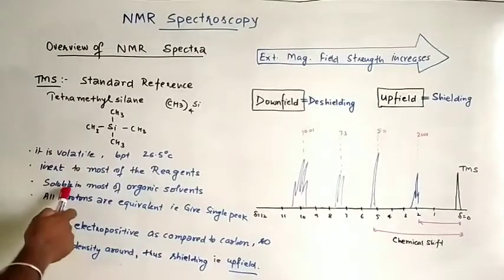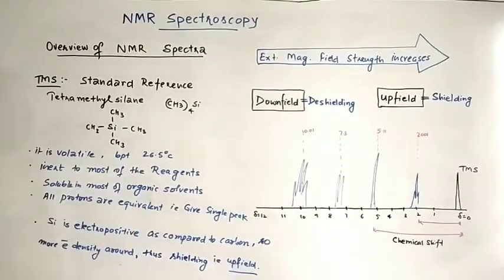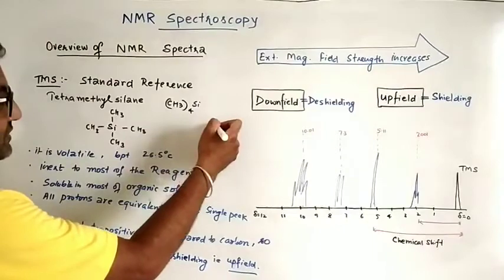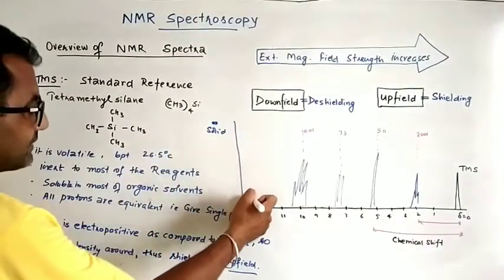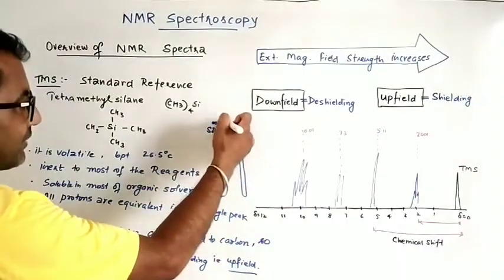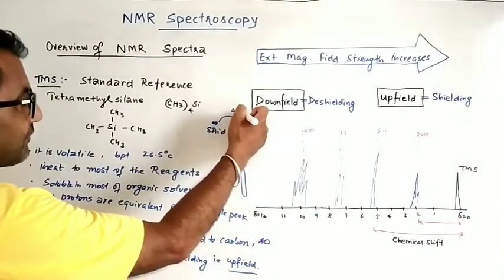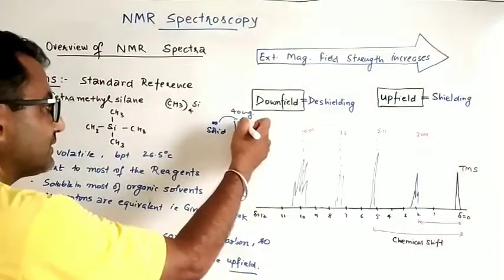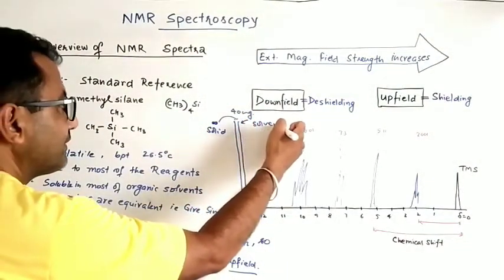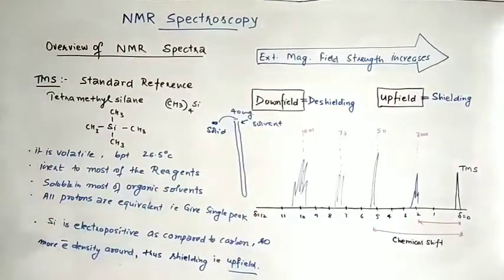Third is solubility. It is soluble in most of the organic solvents which we are going to use to take the NMR spectra. Generally, with a sample in the solid state, we have an NMR tube like this, and we put about 40 milligram of the sample into it, and then we put some solvent into it to make a solution.